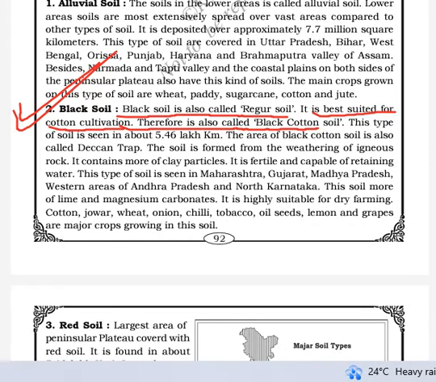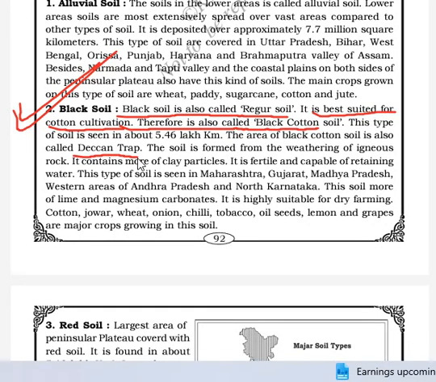This type of soil is seen in about 5.46 lakh square kilometers of area. The area of black cotton soil is also called the Deccan Trap. The area where we get the black soil is known as the Deccan Trap. The soil is formed from the weathering of igneous rocks.